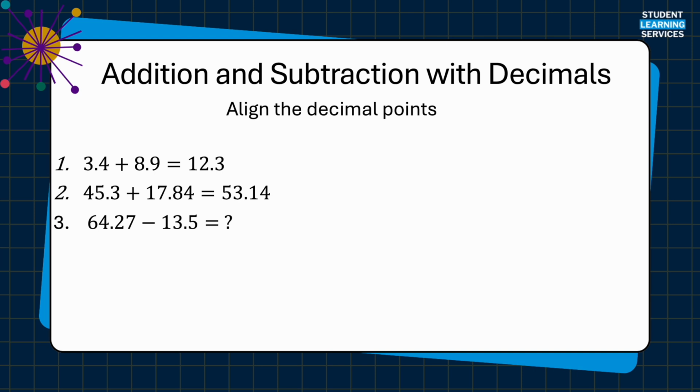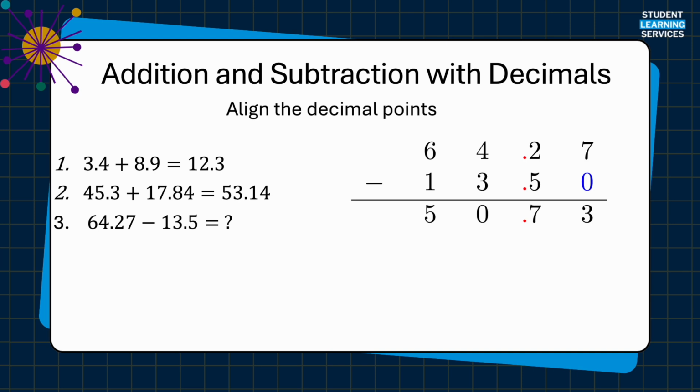Let's look at a subtraction example. 64.27 minus 13.5. Can you try this question on your own first? These should be the steps that you have, and the final answer is 50.73. So 64.27 minus 13.5 is equal to 50.73.